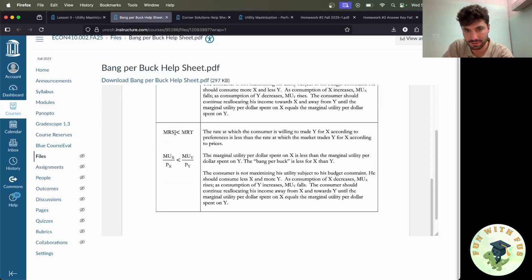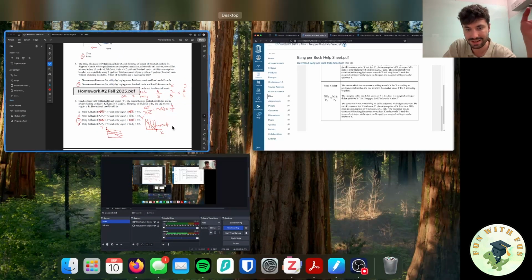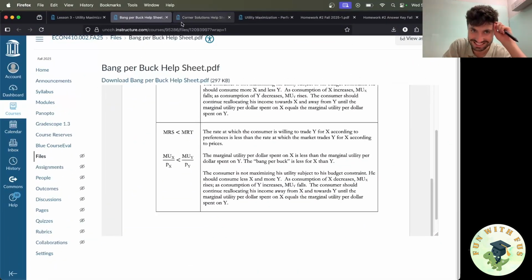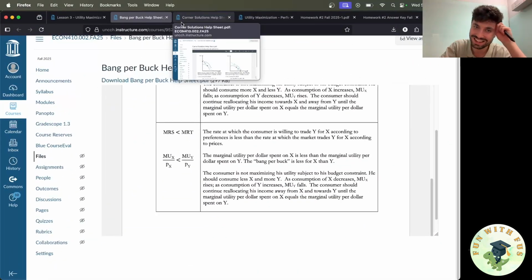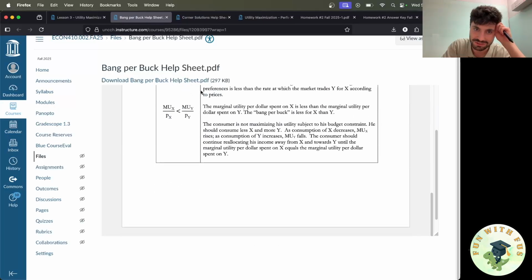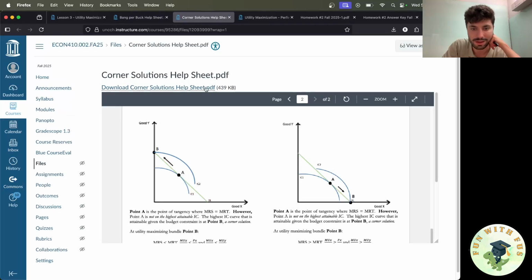If you don't know the direction in which MRS equals MRT works out, personally, I always just default to buying the thing with the bigger bang per buck, and that just means that you're shifting toward that. But I'll leave that in your court as to how you'd like to figure that out in your head. The bang per buck help sheet can be somewhat useful if we're still trying to figure out what bang per buck actually is.